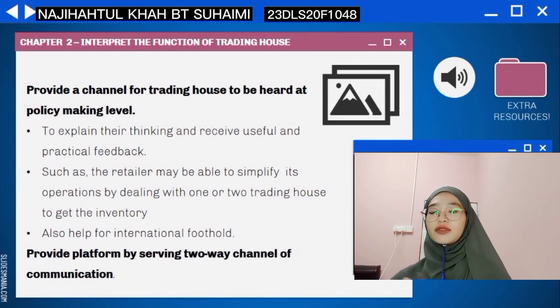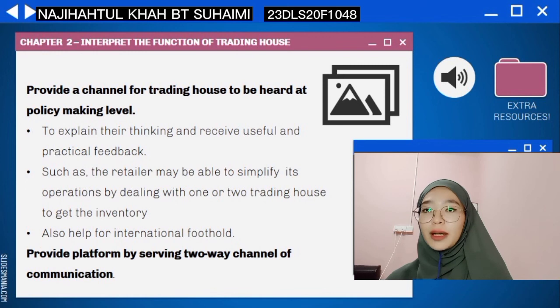Also it helps for international foothold. So a trading house provides a channel for the views of the trading community to be heard at all policy making levels. The international policy making bodies and multilateral trade organizations need a channel of communication through which they can explain their thinking to the trading community, as well as receive useful and practical feedback, such as the retailer or company being able to simplify their operation by dealing with one or two trading houses to get inventory.